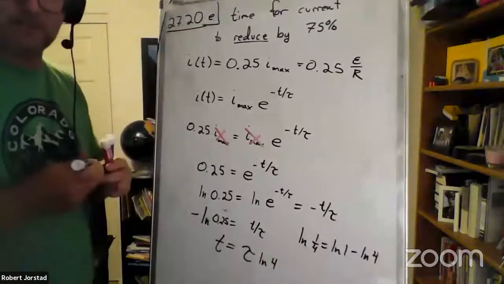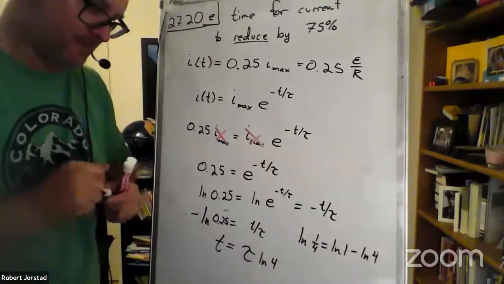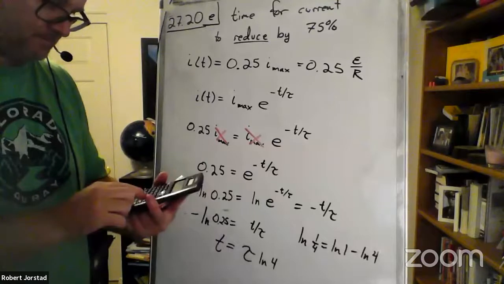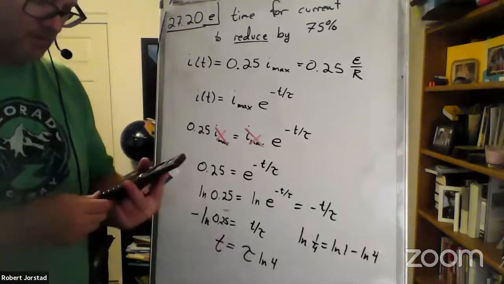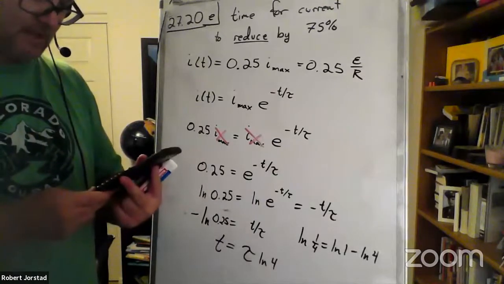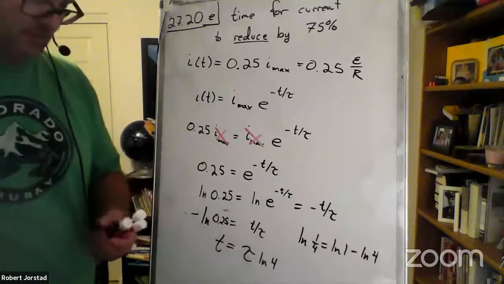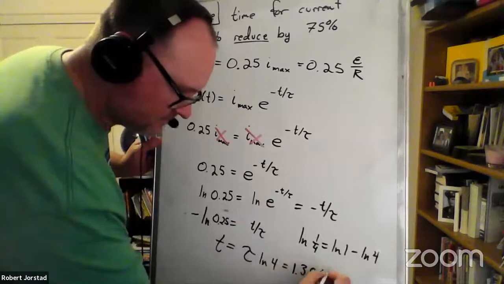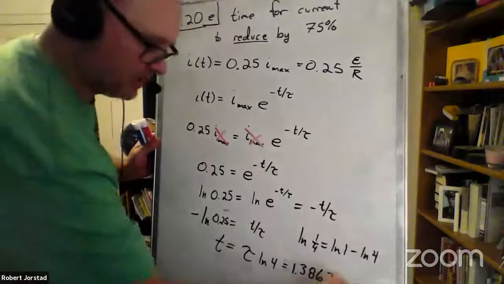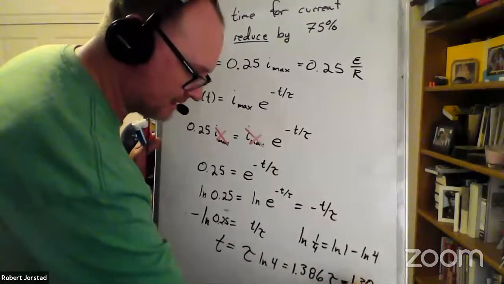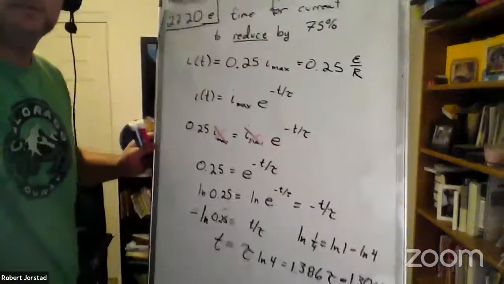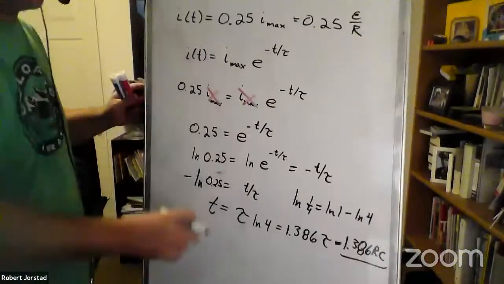Now, why don't I just put in some decimals there? So log 4, 1.386 or so. Which you could also write 1.386 RC. Ah, that's sloppy.